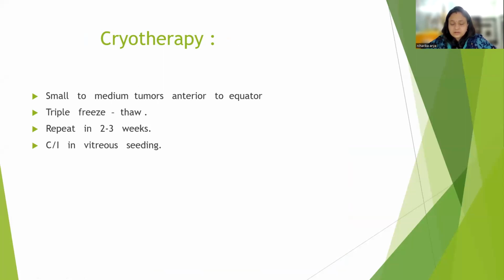It will decrease the temperature, like nitrous oxide is given with a freezing point of around -30 degrees centigrade. So it is used in small to medium tumors which are anterior to the equator. In this, the triple freeze-thaw technique is used, repeated in 2 to 3 weeks, and contraindicated in vitreous seeding. If there is vitreous seeding, then we can't do the cryotherapy.